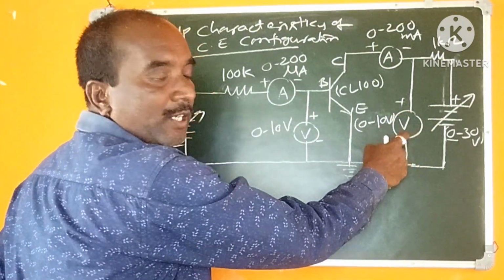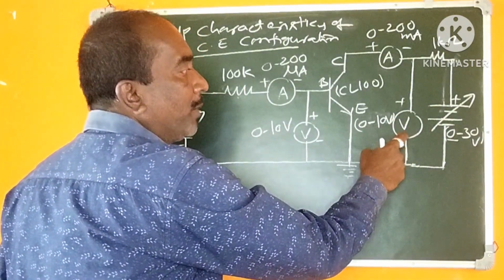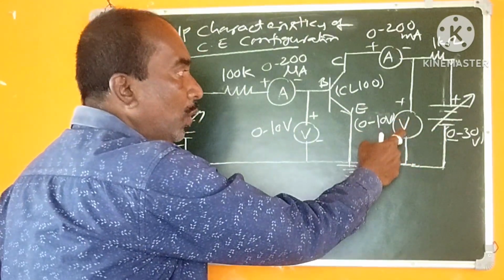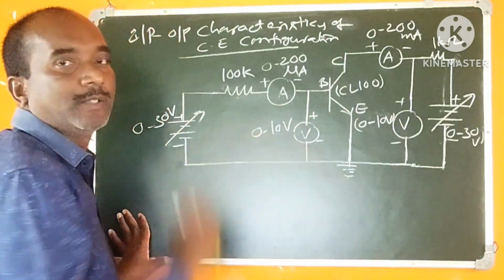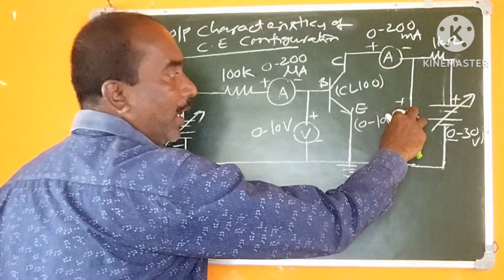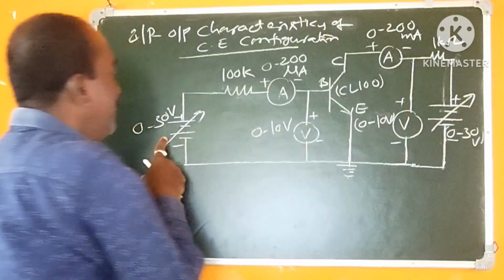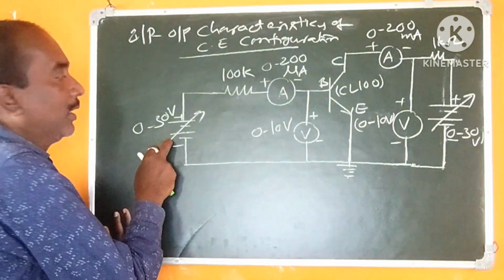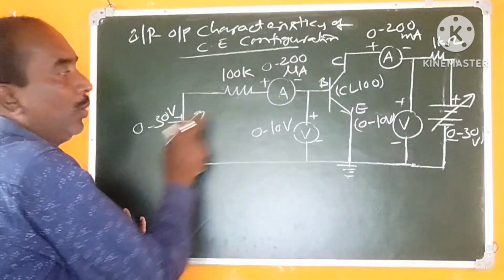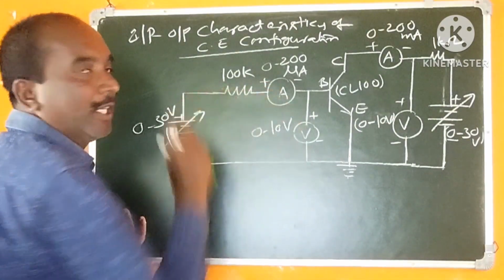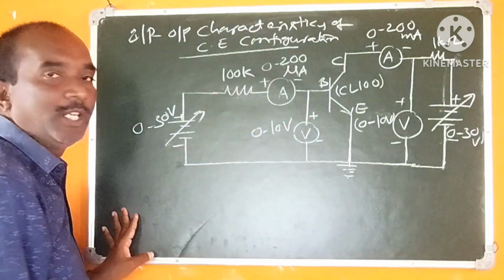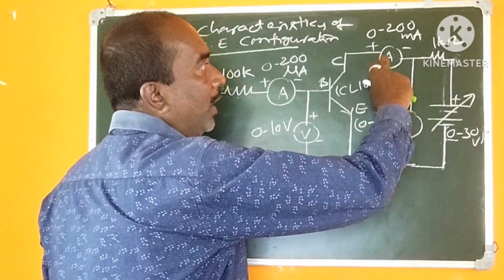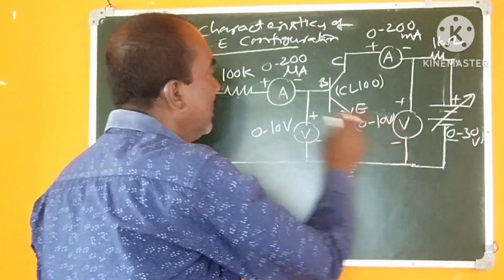This has to be maintained constant. That means this may be kept at 0 volts, or at 2 volts or 3 volts, etc. By maintaining it constant, vary this VBE terminal, this RPS supply, and note down the corresponding readings of the ammeter and voltmeter.